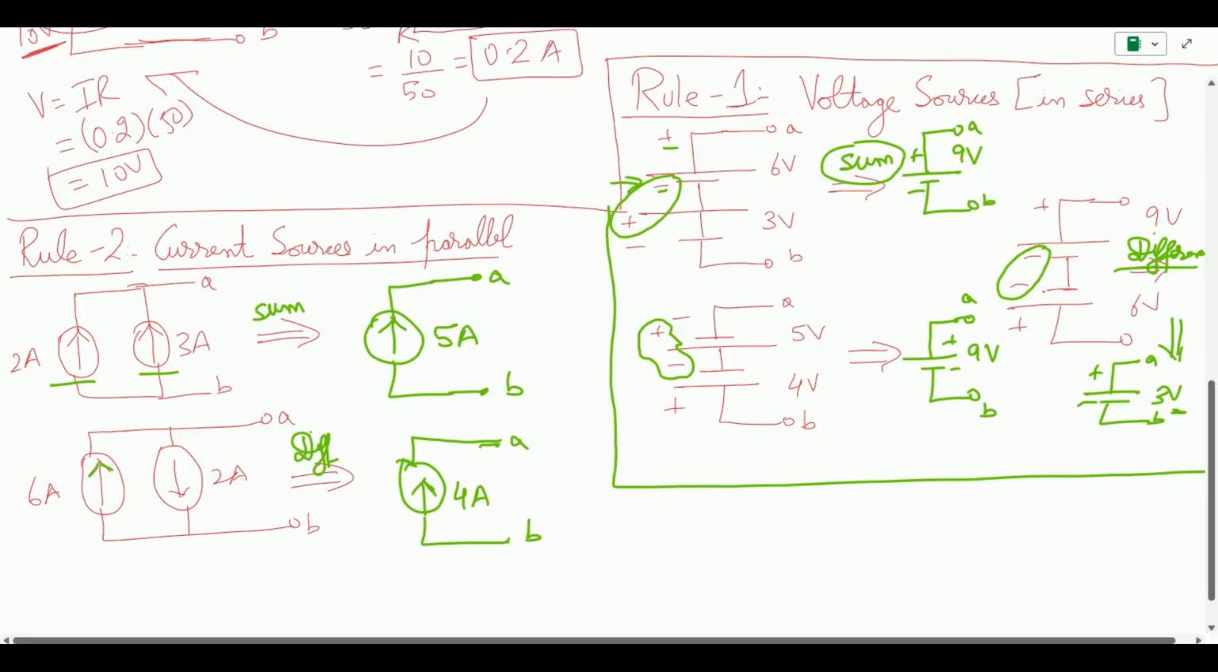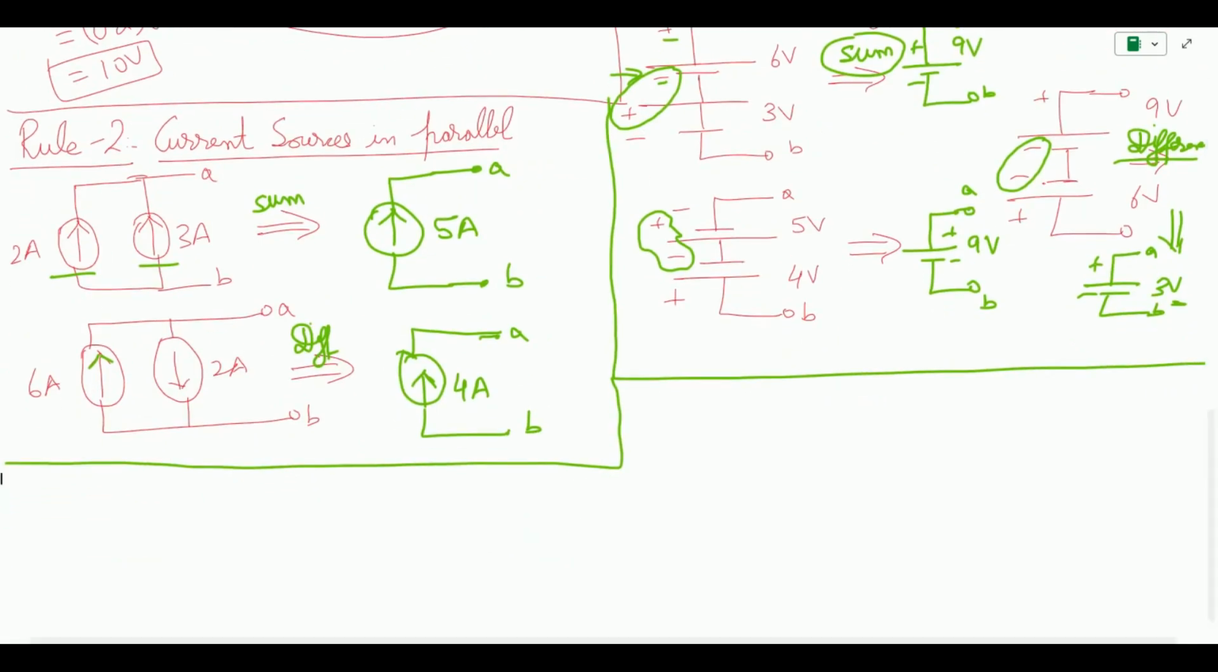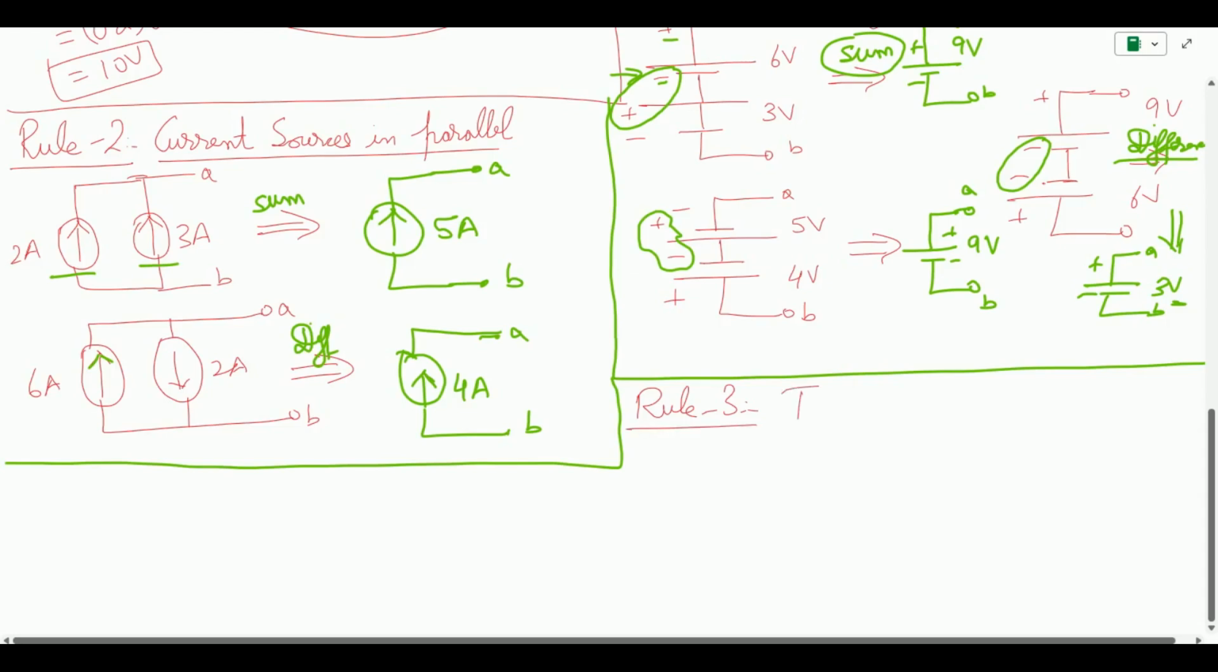So this is how current sources behave when you have multiple current sources in parallel to each other or in multiple branches. So this was the second rule. Now let us come to the third rule, and it is an obvious one: what happens if we have two sources together in a branch.